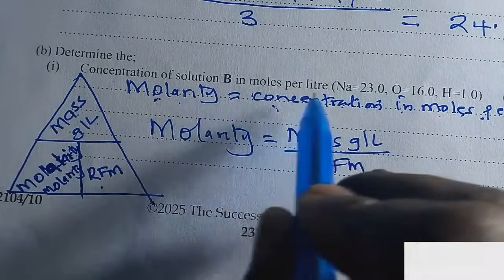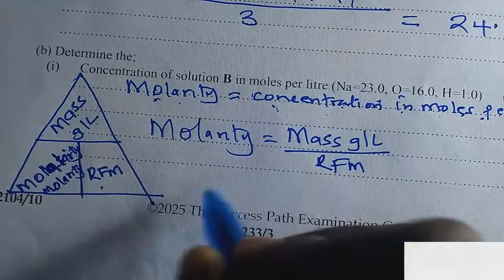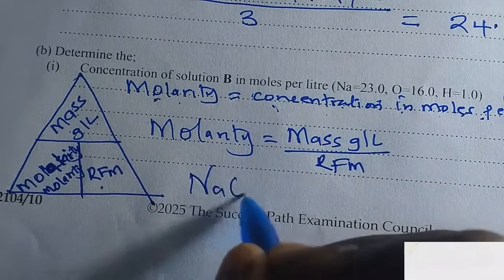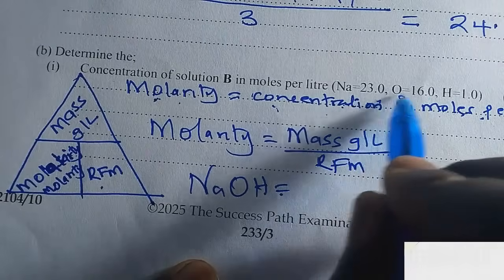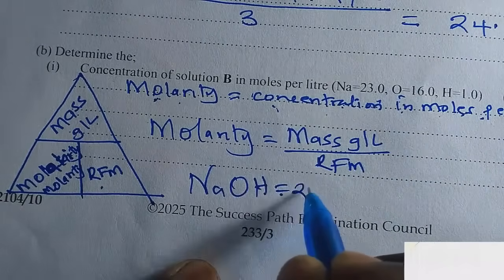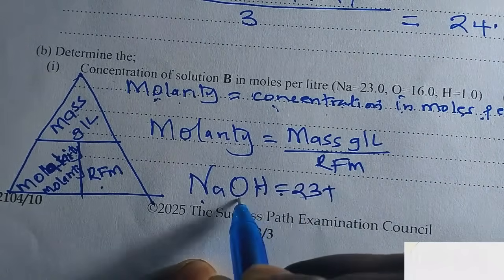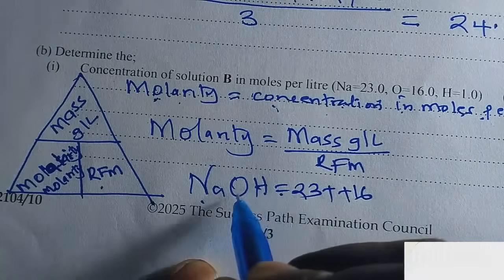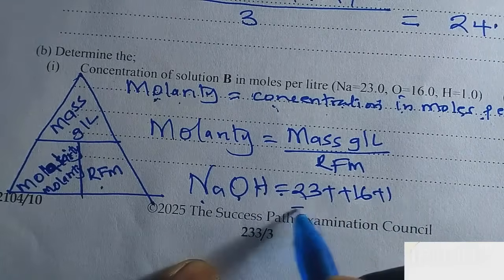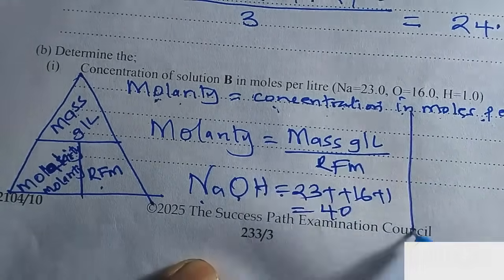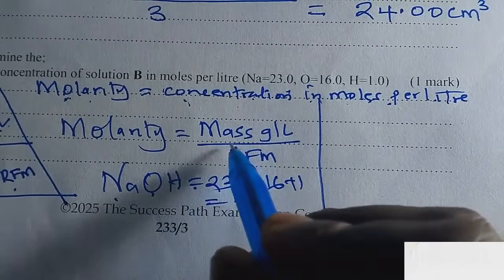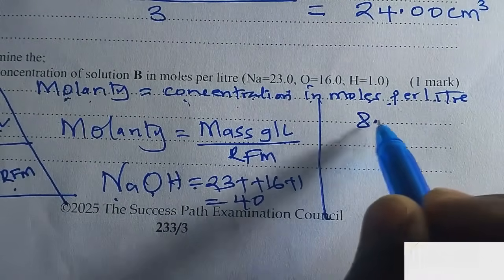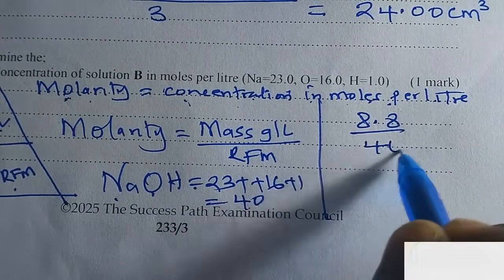So we are talking about solution B, which is sodium hydroxide. Let's get the RFM. We have been given these values here: 23 for sodium, plus 16 for oxygen, plus 1. The answer is 40. The RFM is 40. Then the mass we were given is 8.8, divided by 40.